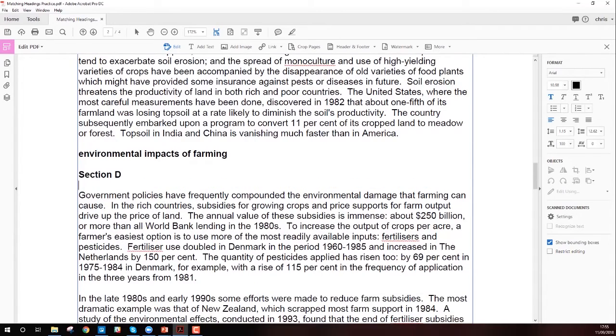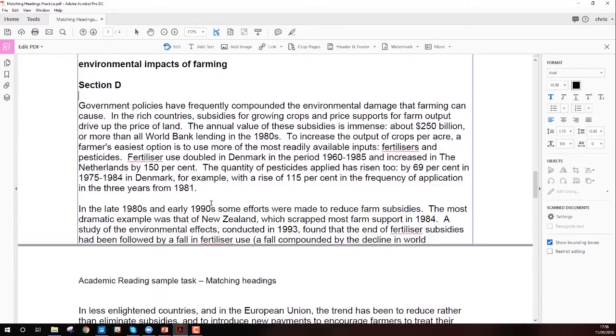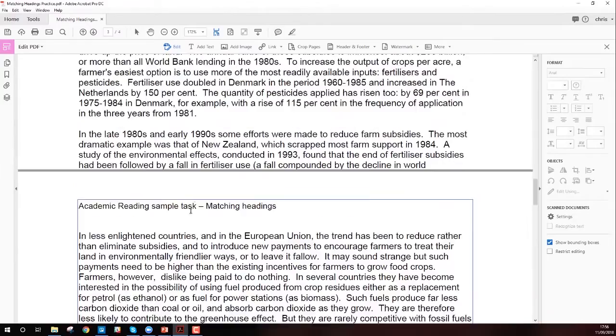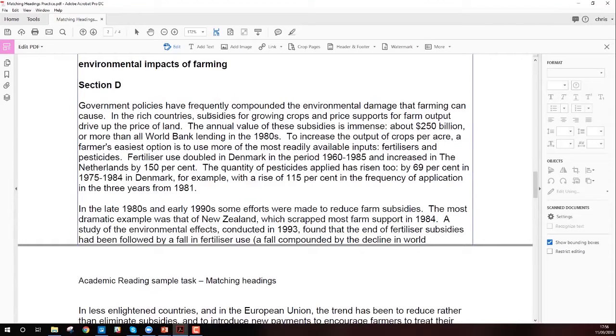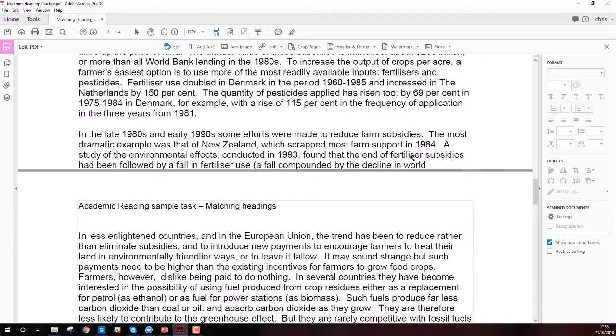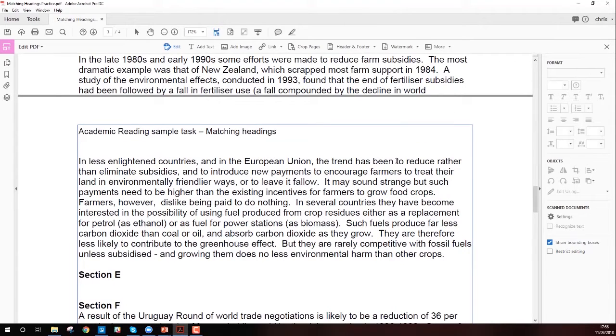Government policies have frequently compounded the environmental damage that farming can cause. So it's about government policies. So this is a really long one. In rich countries, subsidies for growing crops and price support farm output. Subsidies. Talking about subsidies.